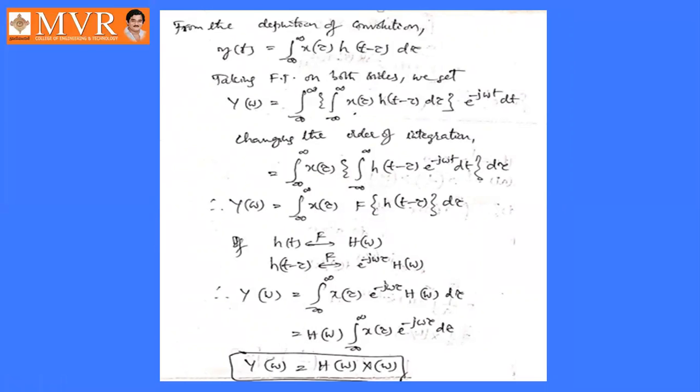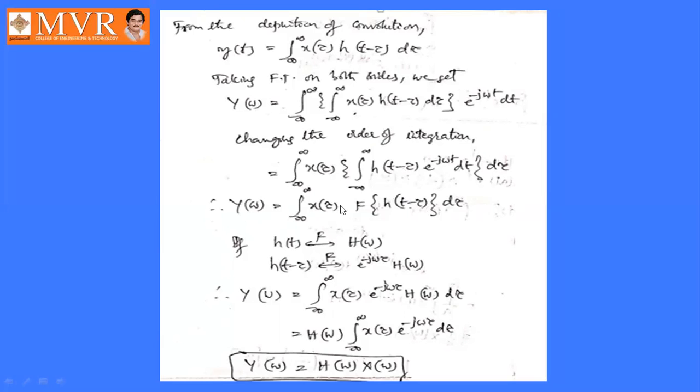Taking the Fourier transform on both sides, we get y of omega is equal to integral minus infinity to infinity of y of t into e power minus j omega t dt, where y of t is the integral minus infinity to infinity x of tau into h of t minus tau d tau, right? Now changing the order of integration, that is integral minus infinity to infinity x of tau into the integral minus infinity to infinity h of t minus tau e power minus j omega t dt, whole into d tau, right? So the integral of h of t minus tau into e power minus j omega t dt is nothing but the Fourier transform of h of t minus tau, right?